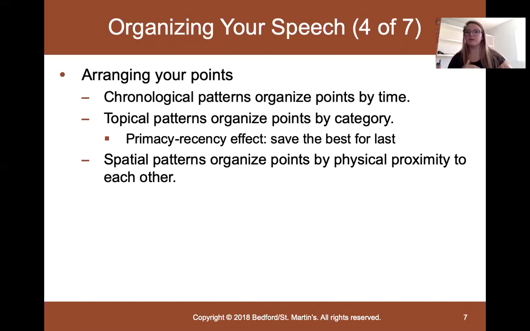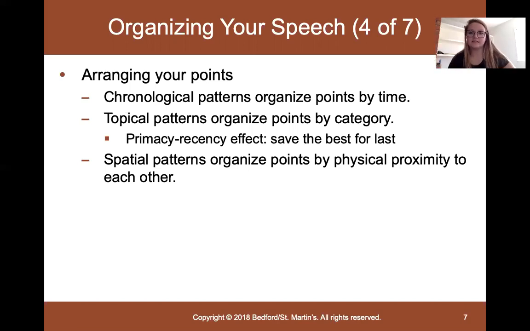Topical patterns organize points by category. That is a sentence. So you can categorize it, right? Instead of doing the process of the Electoral College, you can do the Electoral College, individual voters, and then one more, like the election cycle. You can talk about it based on topic as opposed to timeline.